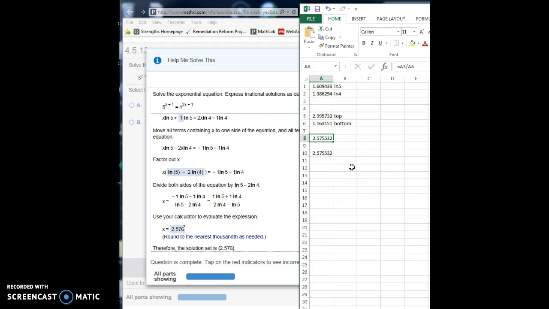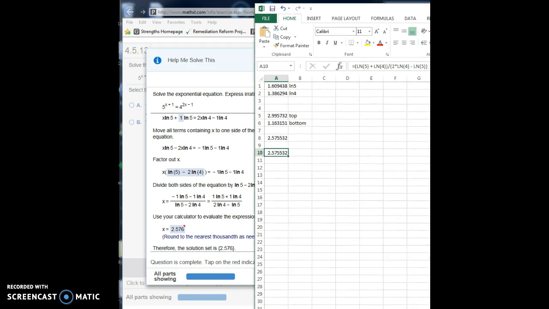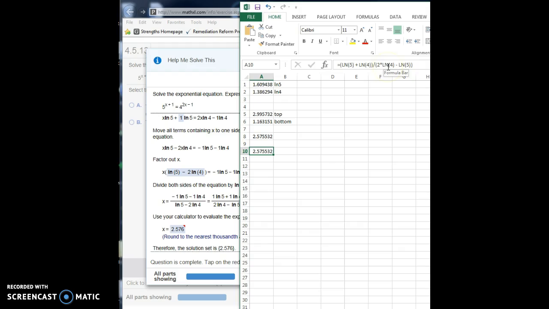And so that's it broken down into steps, so you're not trying to type it all in at once. You can, of course, type it all in at once. There's nothing wrong with that. You just, again, have to be careful with parentheses. Make sure the entire top's in parentheses, the entire bottom's in parentheses. And that's how you can do it in Excel.